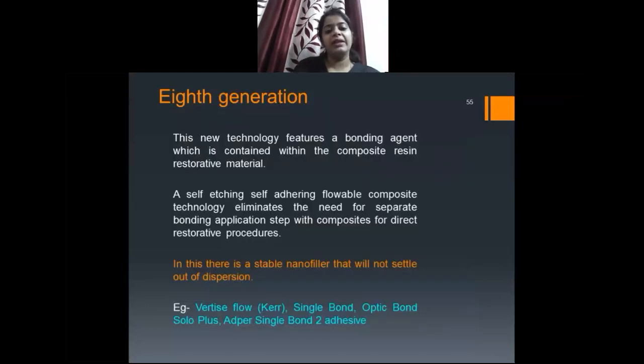And now is the 8th generation. The new technology features a bonding system which is contained within the composite resin restorative material. A self-etching, self-adhering flowable composite technology eliminates the need of a separate bonding application step with composites for direct restorative procedure. In this, there is a separate stable nanofiller that will not settle out of dispersion. Examples: Vertise Flow, Single Bond, OptiBond, etc.